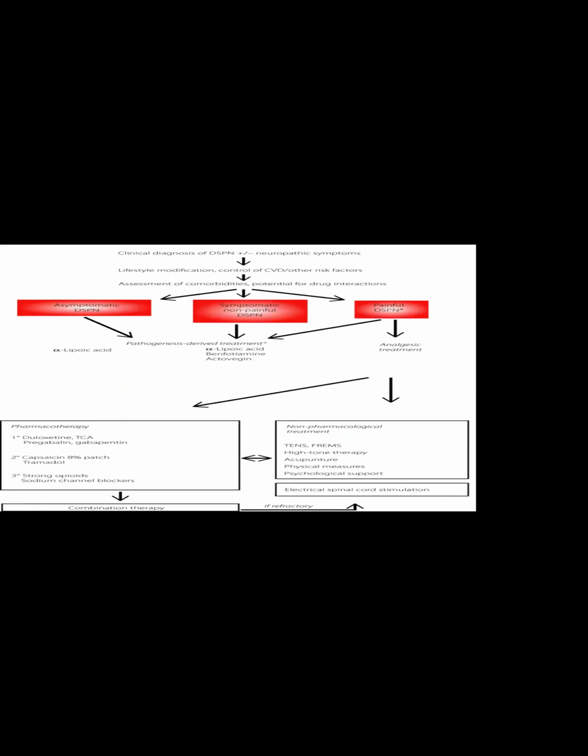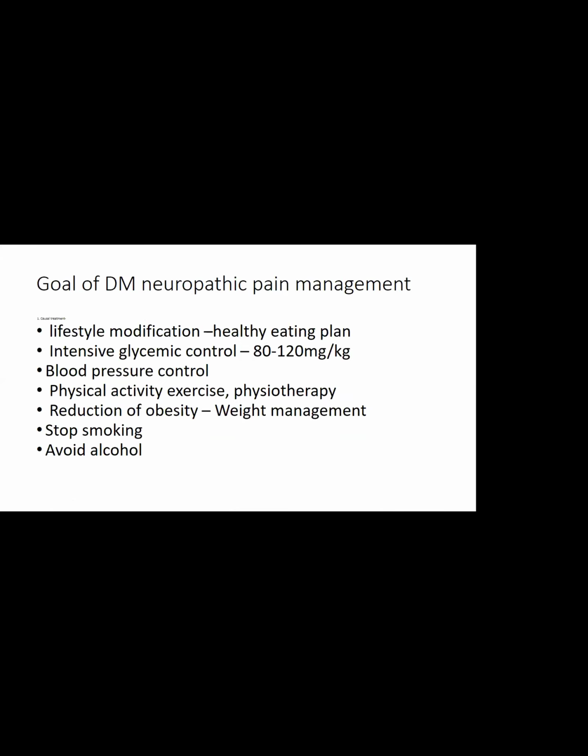So we have lifestyle modification. We've already talked about the risk factors that lead to diabetic neuropathy. Then we have the asymptomatic one and the symptomatic one. So we go into it. The first one we are going to talk about is lifestyle modification, a healthy eating plan.